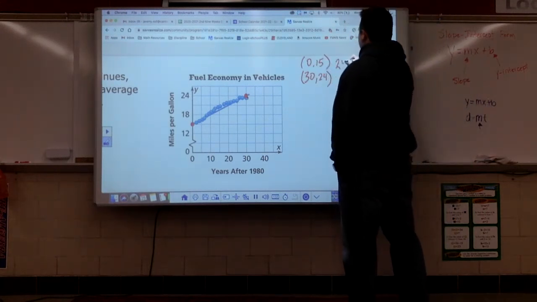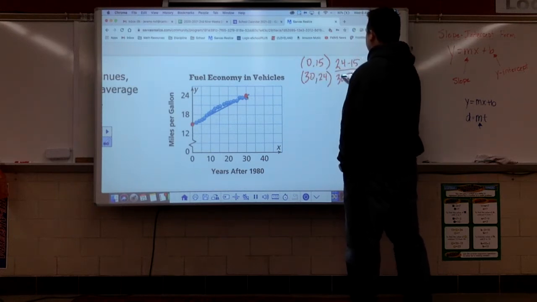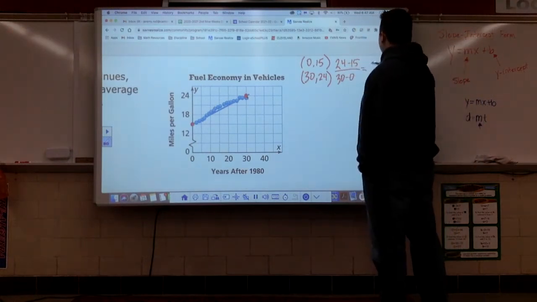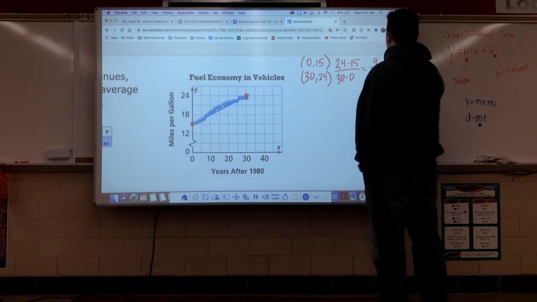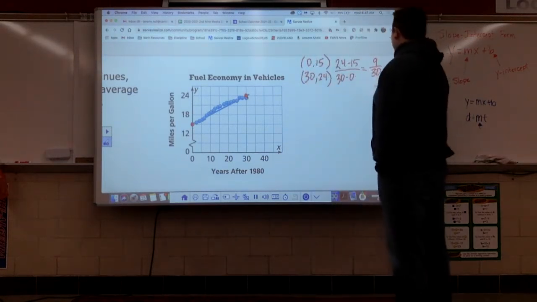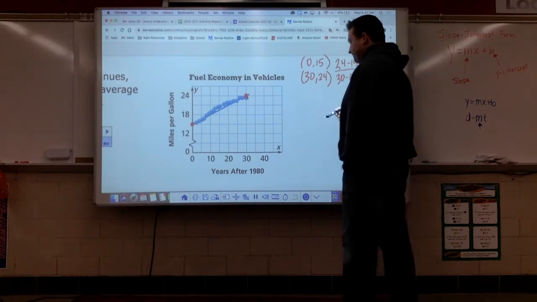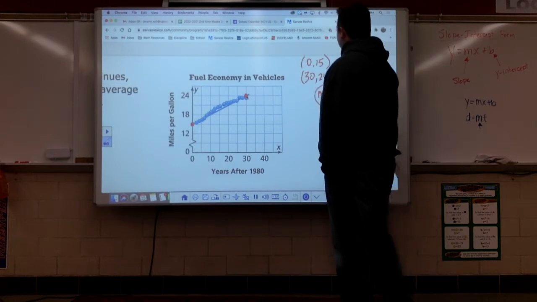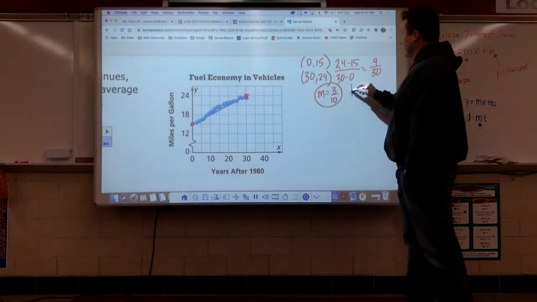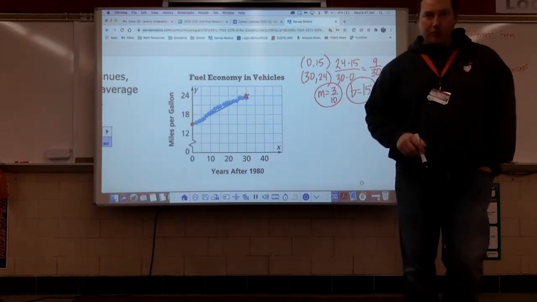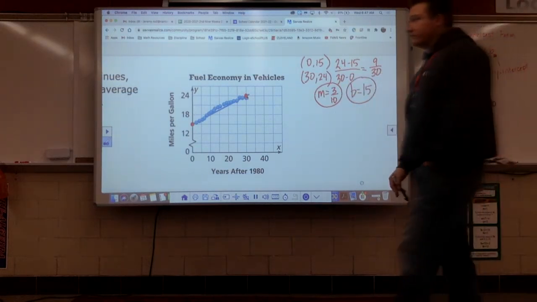Now we get to do your most favorite thing, find slope. y minus y, 24 minus 15, over x minus x, 30 minus 0. That's my kind of subtraction problem right there, folks. I love minus 0. So this is 9 over 30. Should we leave it as 9 over 30? No. Reduce that. We can call that 3 over 10. So we now have an m of 3/10. Well, we got a b, too. We got a b of 15. You guys think you can put it all together and write an equation for me?